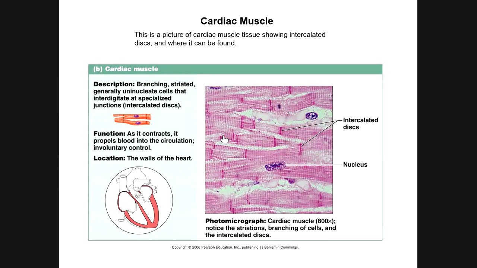They fuse together, and these cells will branch, and when they contract in all different areas, from side to side, front to back, at angles, you get a very strong compression when the heart beats to force that blood into the body. And we'll talk more about that when we get to the cardiovascular chapter, which is in the second semester.